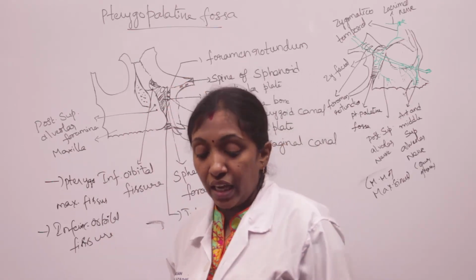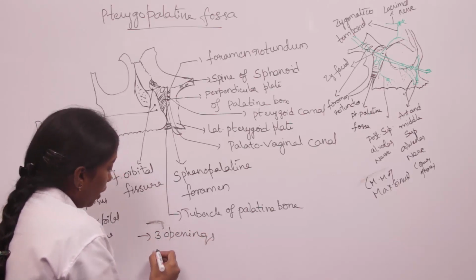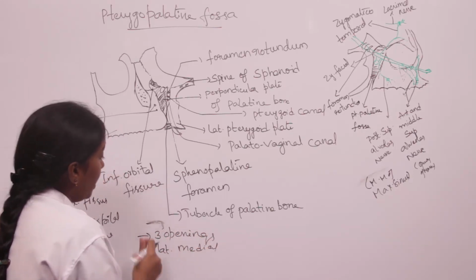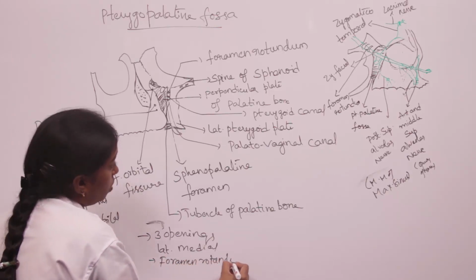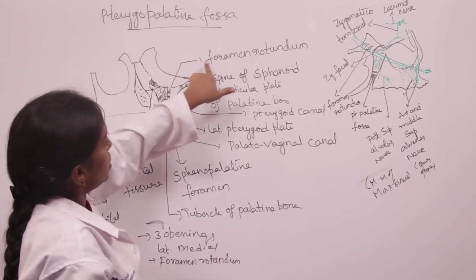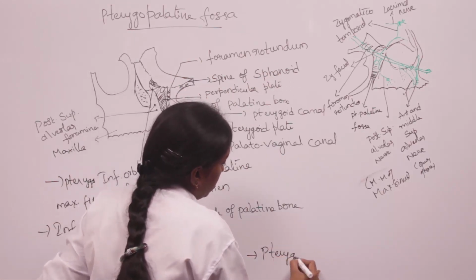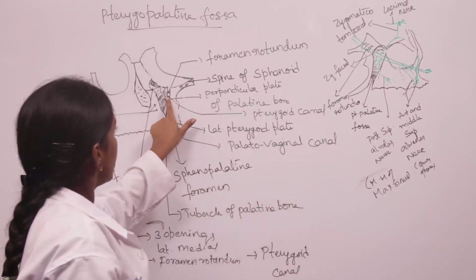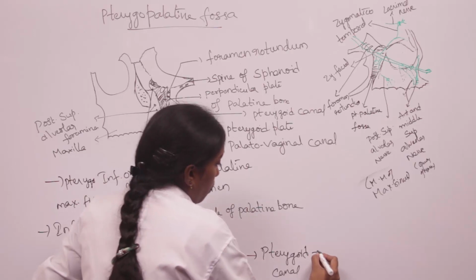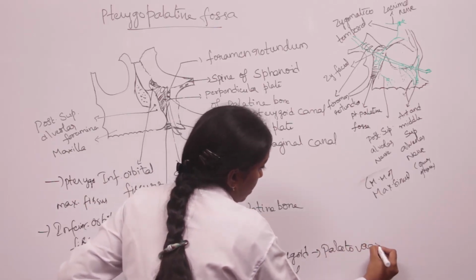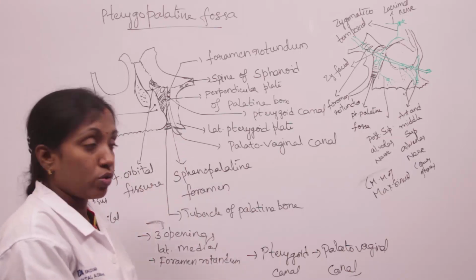In the posterior wall we will see 3 openings. So out of 5 openings, 3 openings are present in the posterior wall. From lateral to medial, the first one is the foramen rotundum, and next one is the pterygoid canal. The middle one is the anterior opening of the pterygoid canal, and the third one is the palatovaginal canal. So these are the 3 openings present in the posterior wall of the pterygopalatine fossa.